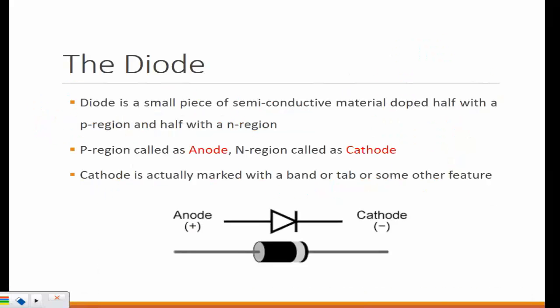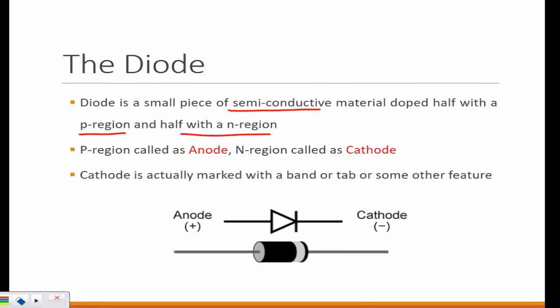So what is a diode? Again, a diode is nothing more than a simple p-n junction. So you take a piece of either silicon, germanium, but you can take a piece of semiconductive material doped half with p region, half with n region. Remember, that's what a p-n junction is, correct?